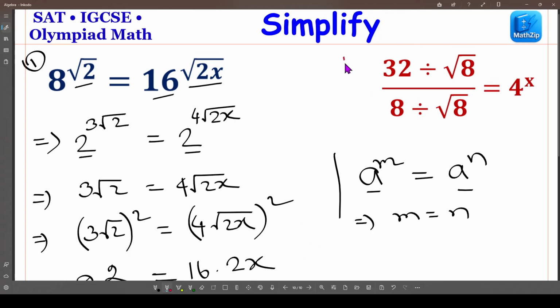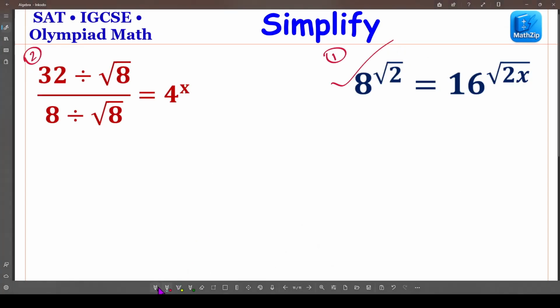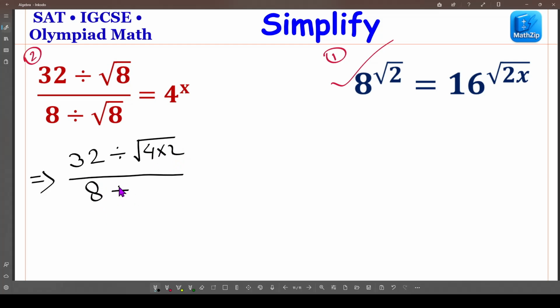Now we will start second question. Second question we have to think very carefully because these kinds of math look very easy but make some confusion. So here is 32 divided by root 8. We can simplify: 32 we can write 4 times 2, right? And here 8 means 4 times 2, okay? And here is 4 to the power x. Now we will not do anything to 4 to the power x.